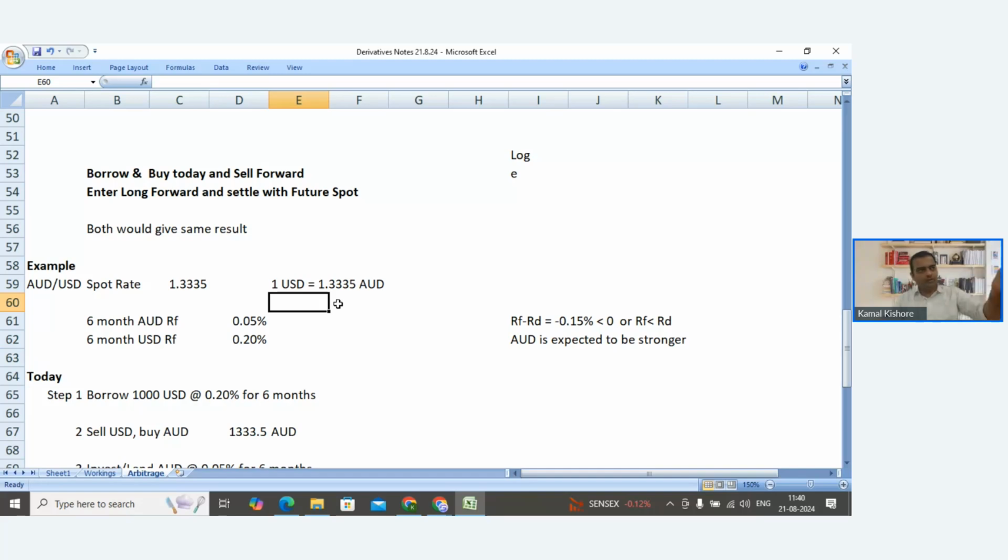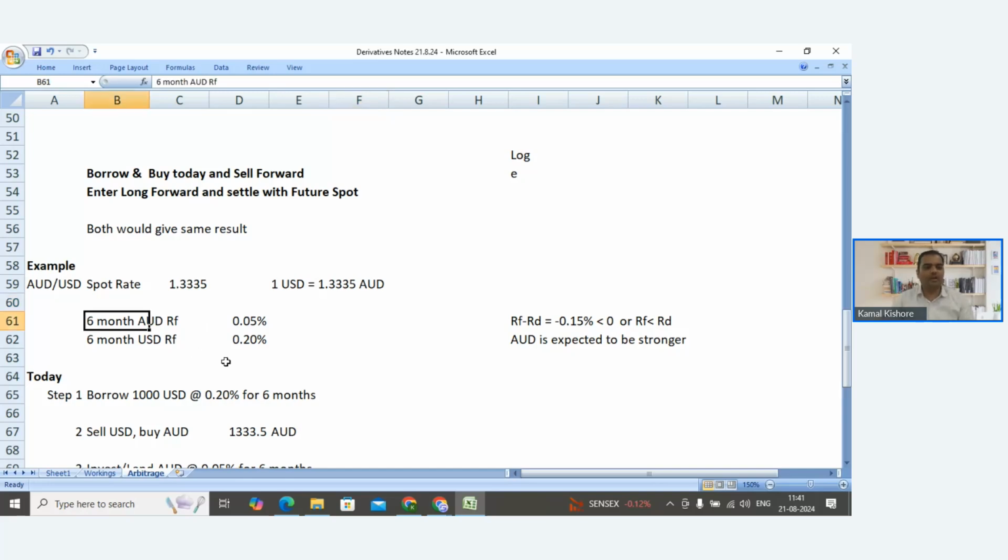With 1 US dollar, I can buy 1.335 AUD, or with 1.335 AUD, I can buy $1, which is the stronger currency here, USD. Then certain interest rates are given. Basically, why are these interest rates required? Because I will borrow in one currency and I will invest in another currency.